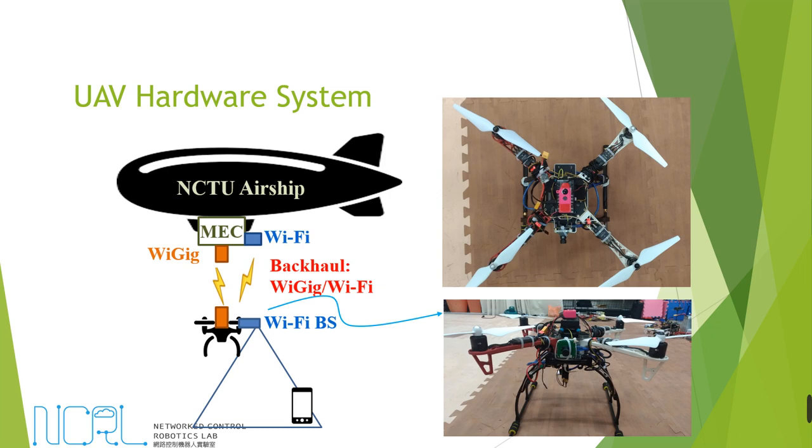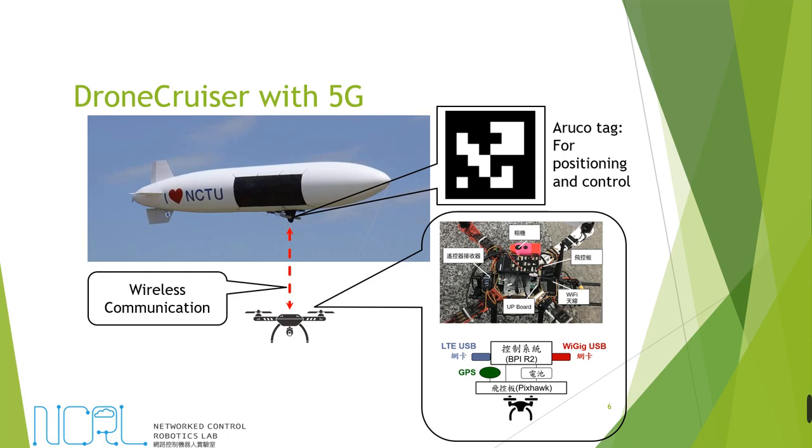The hardware on the UAV is only a camera. The only sensor is the camera. The camera is used to search for an airborne tag on the airship. On the other hand, it can provide downlink to the end user, which is represented by a smartphone here. This is a real scenario where we have a drone cruiser which flies up high in the sky, and we have a UAV with a camera and some GPS positioning sensor. It tells the UAV where it is, and this camera is used for searching this airborne tag attached near the receiver on the drone cruiser.